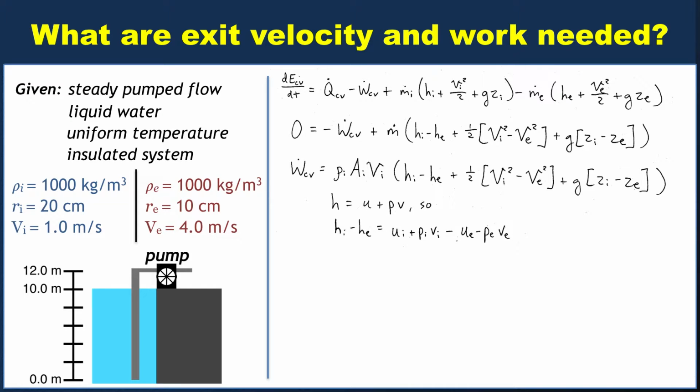So HI minus HE becomes the differences in U and PV, getting that sign right in front of the PEVE term. All right. Now we can use a very helpful fact, which is that we're operating at uniform temperature. So the inlet temperature is the same as the exit temperature. That actually implies that the specific internal energies must be the same at the inlet and exit.